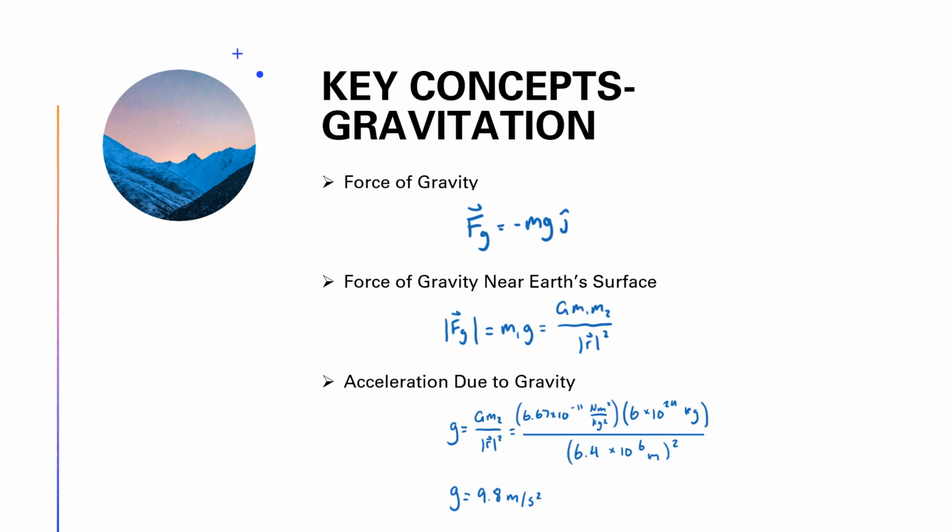Another key concept for this lab is gravitation. The force of gravity is given by negative mg times the direction of the unit vector. And then we can also find the force of gravity using the universal law of gravitation, G m1 m2 over r squared. And then using that, we can find the acceleration due to gravity on Earth.